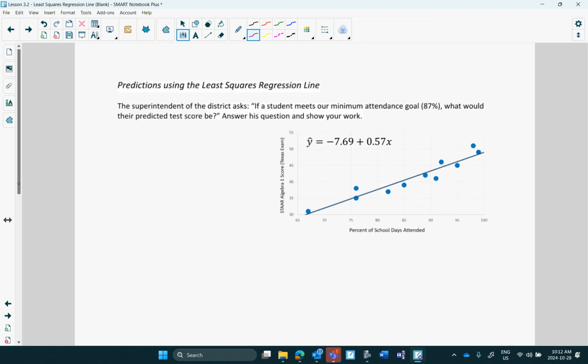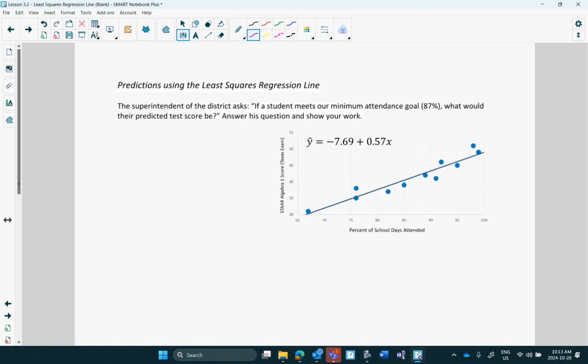And of course, what's the other thing we can do with an equation? We can actually make predictions. So this is just plugging in and calculating. That's all this is. So the superintendent of this district asks, if a student meets our minimum attendance goal of 87%, what would be their predicted test score?